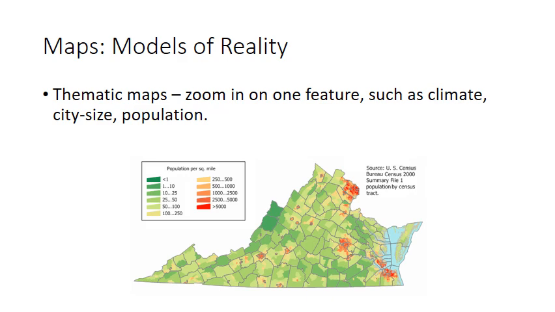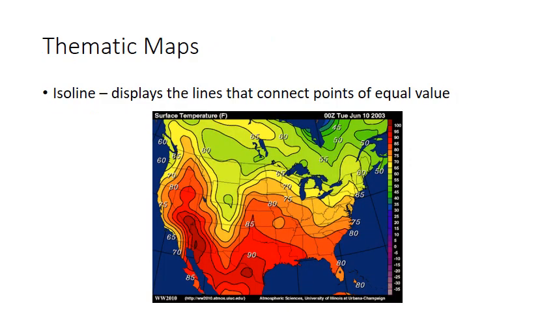Thematic maps follow a particular theme or a particular concept. For example, in this one, we see population, you could use climate, city size, etc. An isoline map displays some value on a single line. So all along that line, you have that value. On this weather map, if you look at the line that features the number 80, it's 80 degrees all along that particular line.